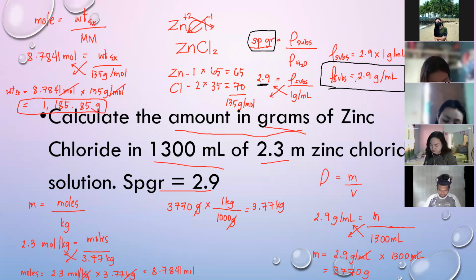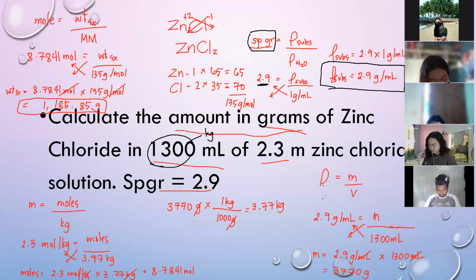Bakit natin kukunin si density of the substance? Kasi kailangan natin i-convert si 1,300 ml into kilograms. And hindi siya automatic kasi hindi nakalagay dyan na it's pure water. So again, kailangan natin si density. So ito yung formula ng ating density. Density is equal to mass over volume. Now, yung computed density of our zinc chloride is 2.9. And then according sa problem, yung volume niya is 1,300 ml. So kakailanganin natin makuha yung mass.